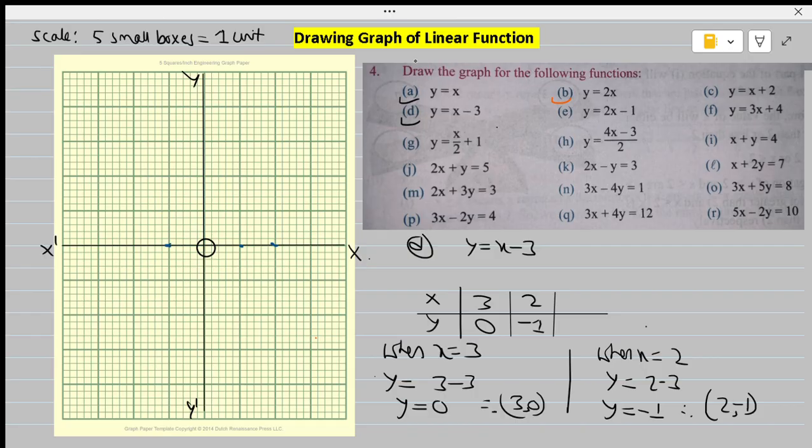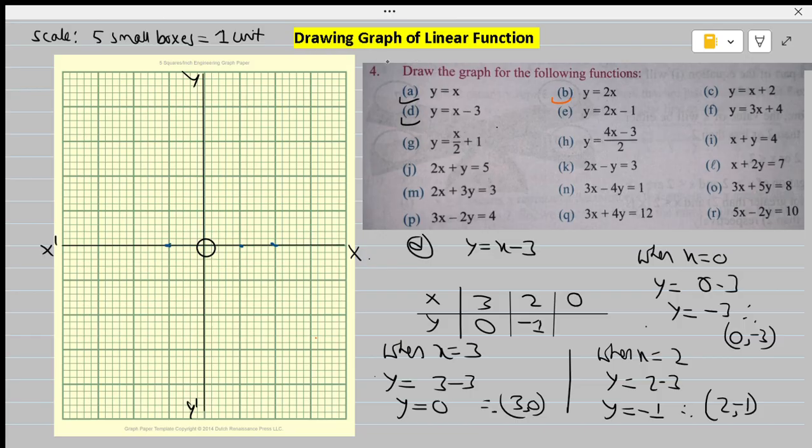And now I keep here x equal to 0, right? So I say here when x equal to 0, y equal to 0 minus 3, so that you get there y equal to minus 3. So it means the point is 0 comma minus 3. So 3 points we have found: 3 0, 2 minus 1, and 0 minus 3, which are the points on the line. So now let's plot them.